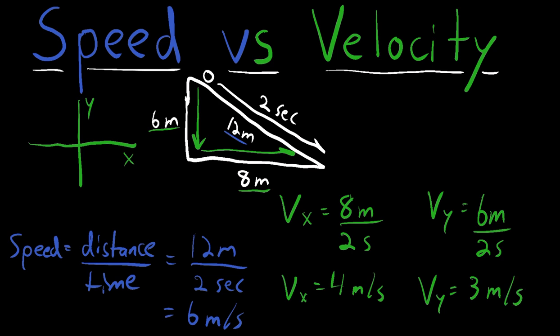Now, if you're paying close attention, you might have noticed something that I did wrong here. When you're looking at the axes, that's going to be your positive x. That's your positive y. That's your negative x, and that's your negative y. So our y direction was actually in the negative. So instead of 6 meters, that should be a negative 6 meters. So then in our formula, it should be a negative 6 meters over 2 seconds, which means our final y velocity is negative 3 meters per second. So that's the difference between speed and velocity.